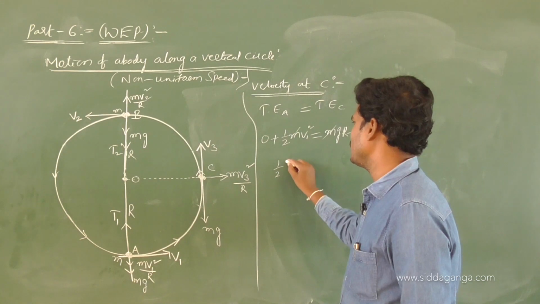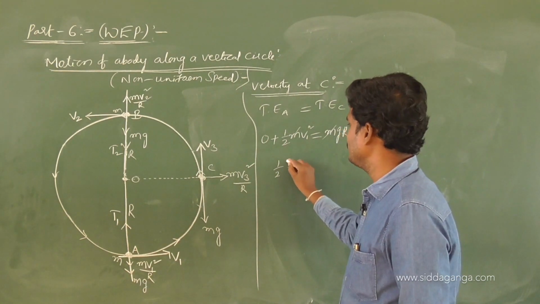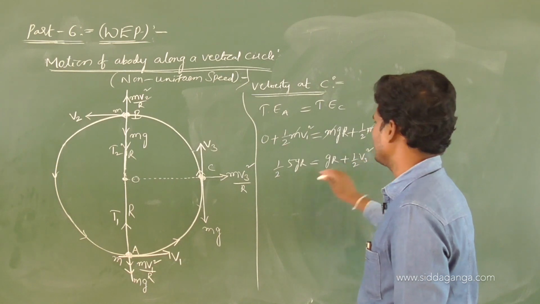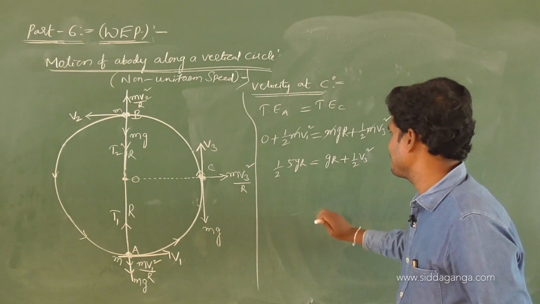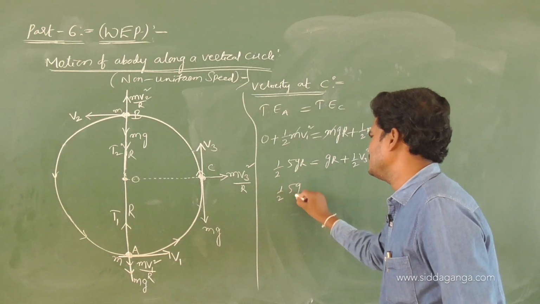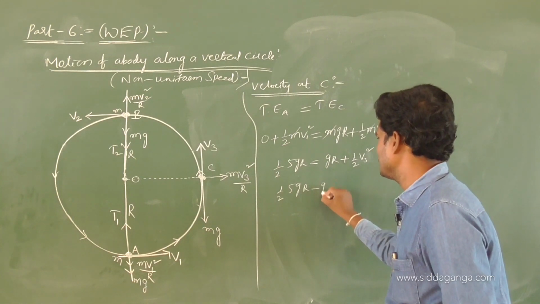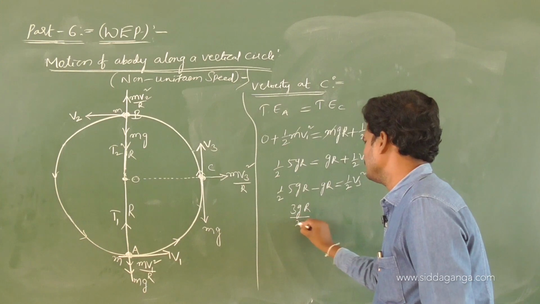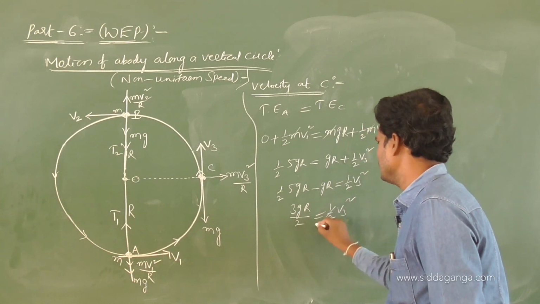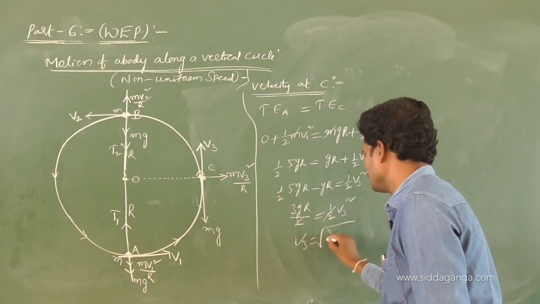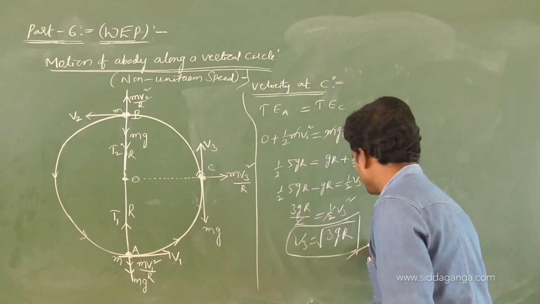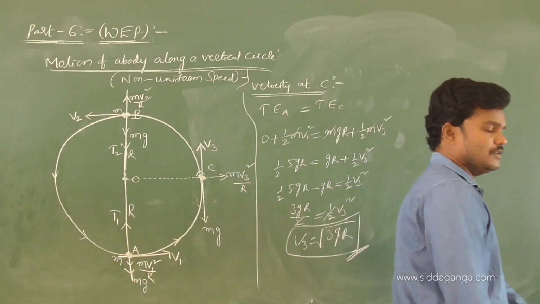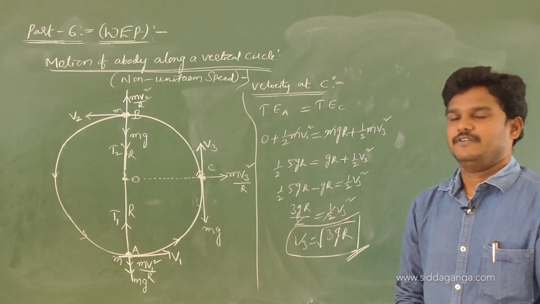Then half v1 we got it. How much v1 we got? 5gr. This is gr. Half v3 square. v1 square is 5gr. v1 is root 5gr. So 1 by 2 directly we can write 5gr, minus gr is equal to half v3 square. So this is 3gr by 2, half v3 square. So 2 cancelled. What is v3? Root of 3gr. So I got velocity at point C. How much am I getting? Root 3gr. So this is the velocity at point C.